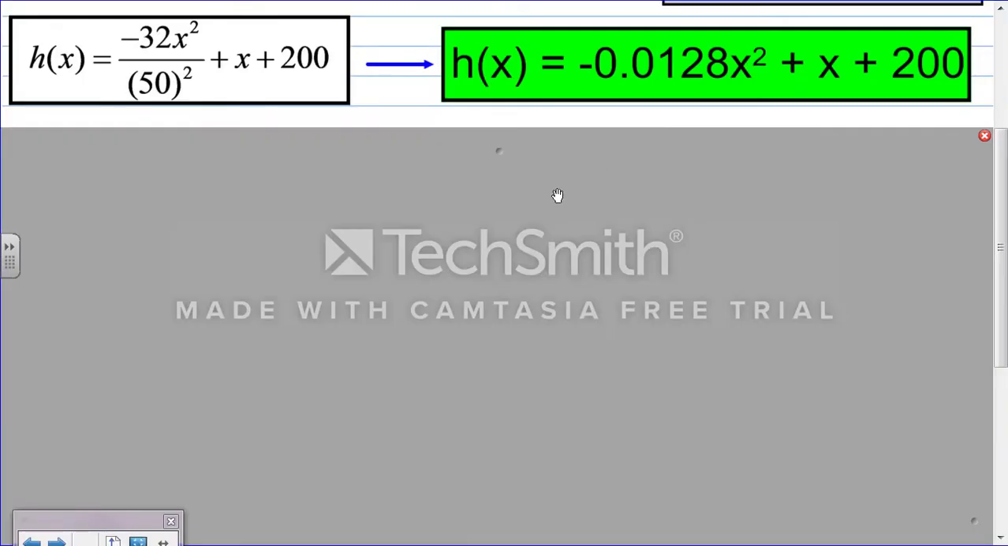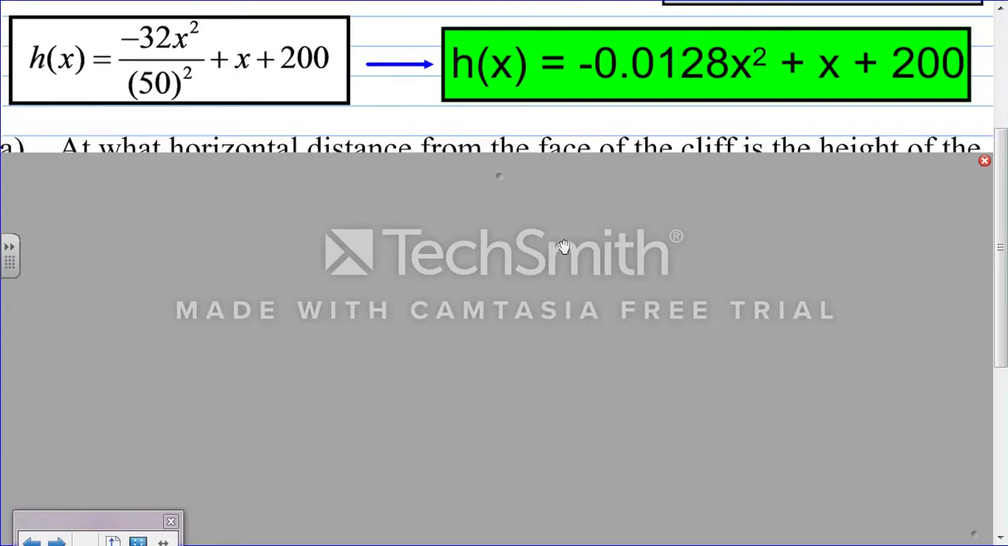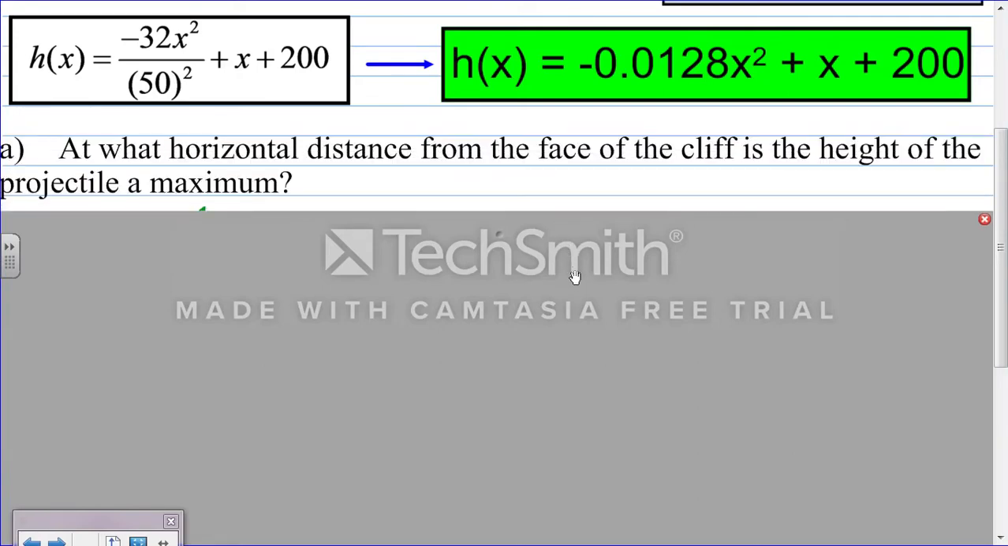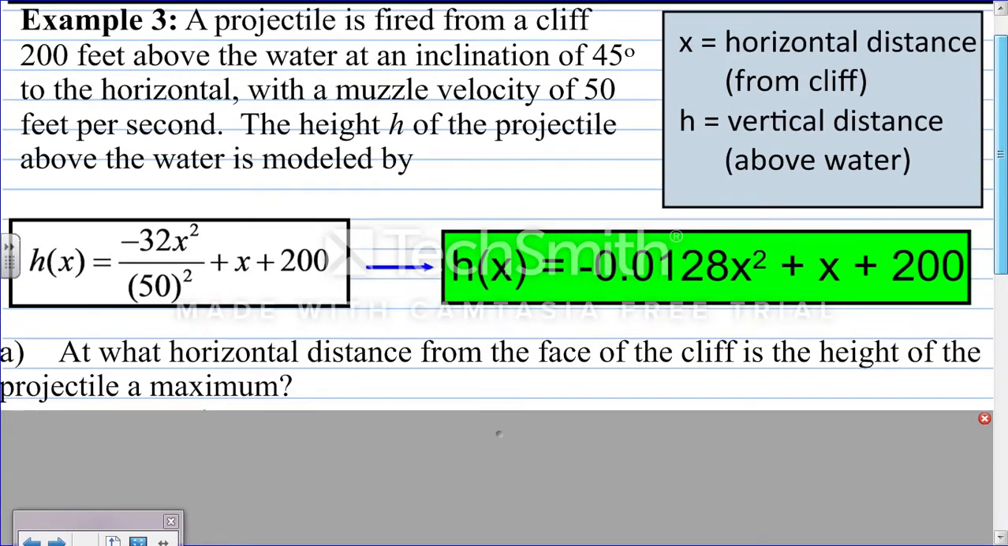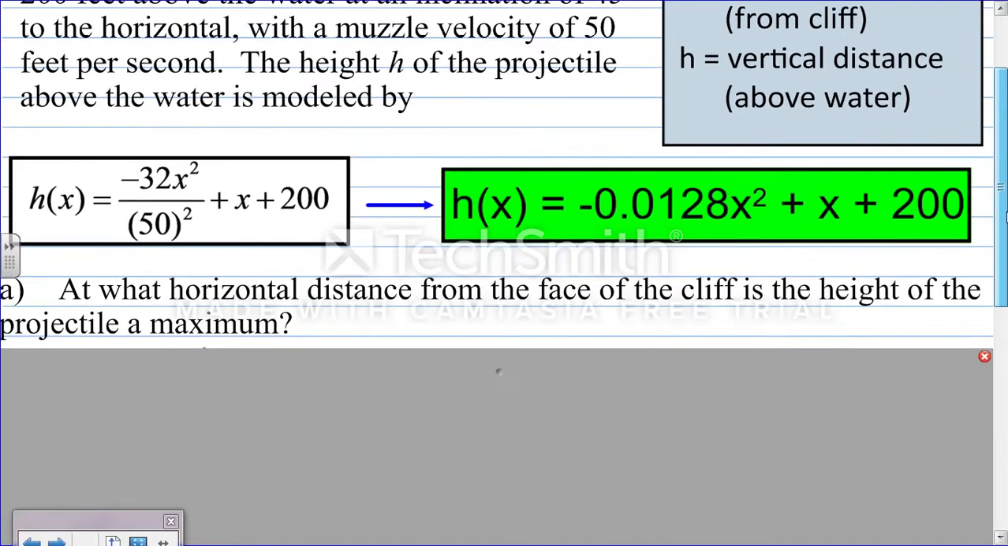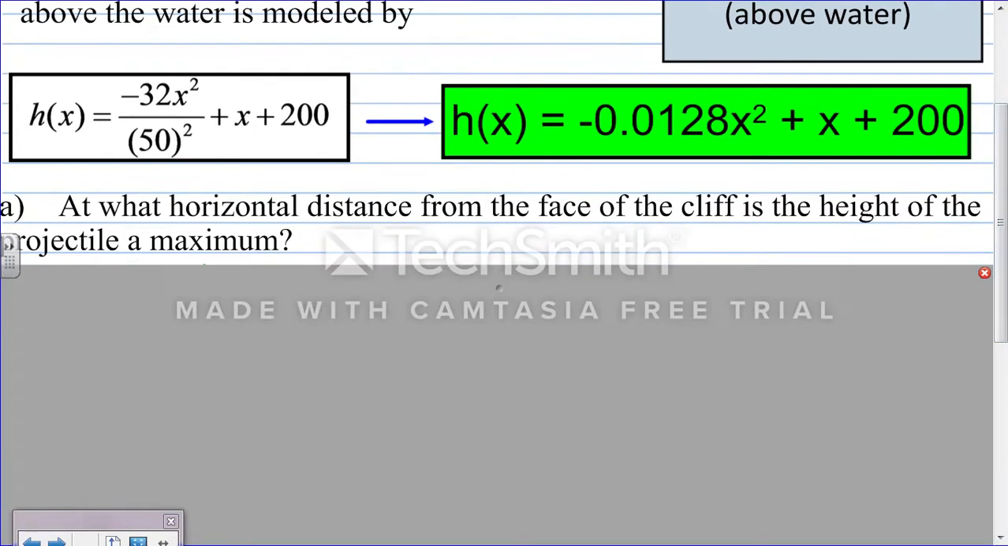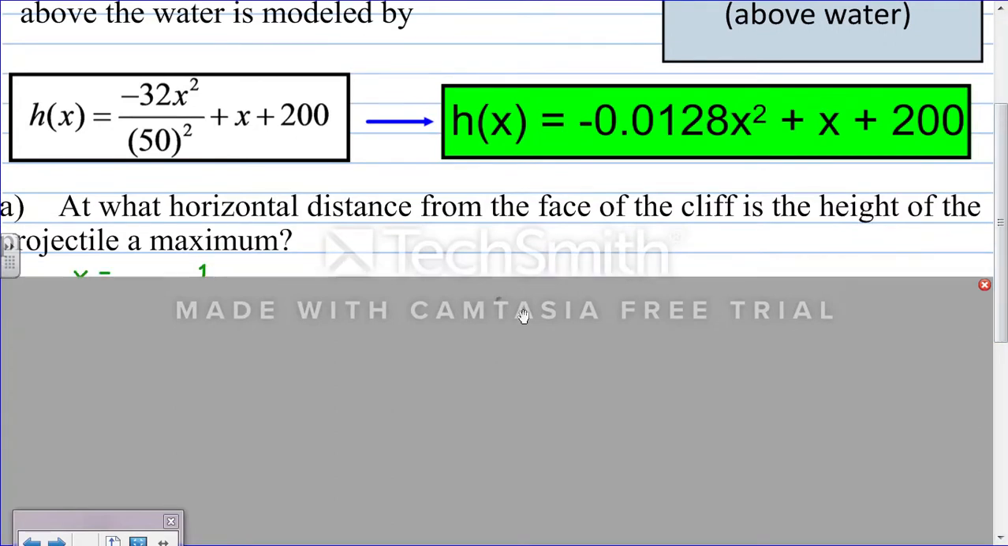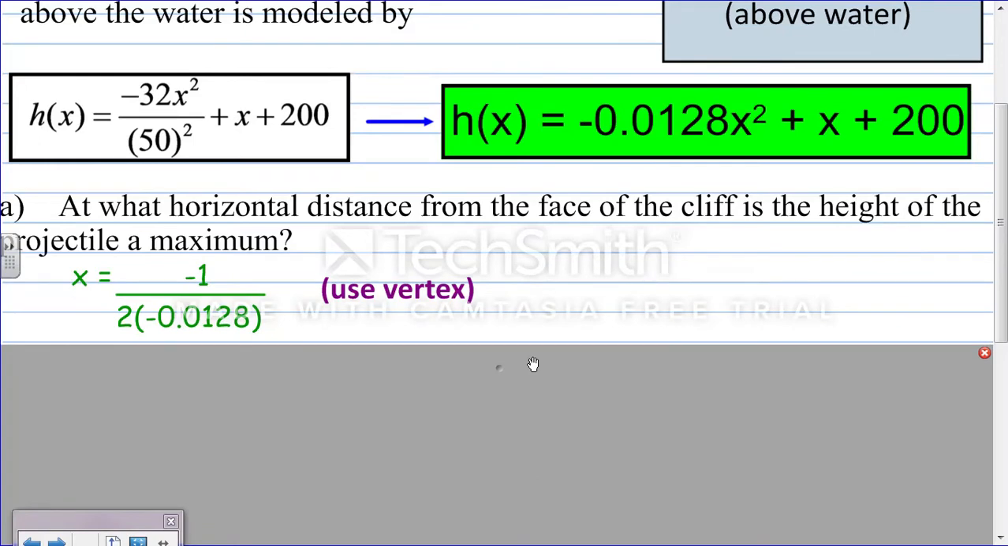Okay, let's start answering these questions. Part A says, at what horizontal distance from the face of the cliff is the height of the projectile a maximum? Since it's asking for the horizontal distance, and we know that x stands for the horizontal distance from the cliff, it's asking for the x coordinate of the vertex because the vertex is going to be where the maximum occurs. So we use negative b over 2a.